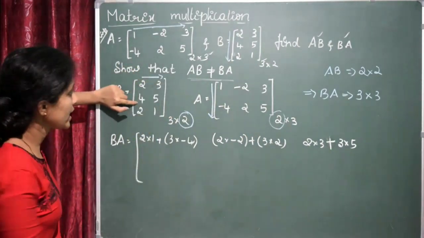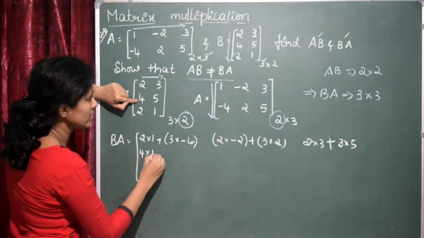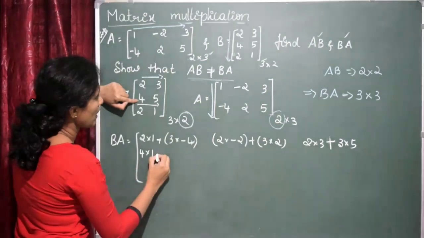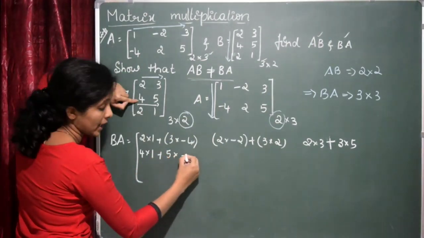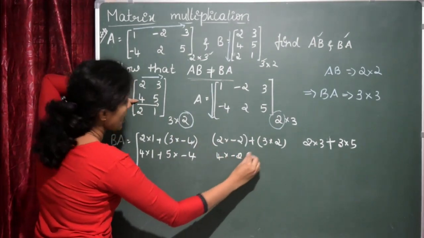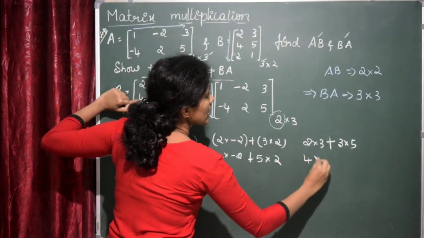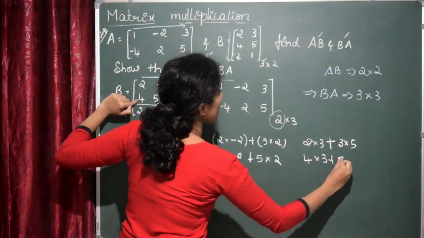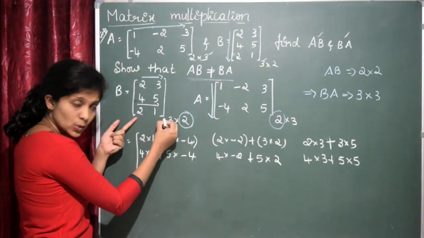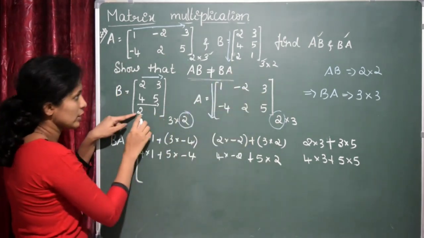Okay. Next will be second row, first column, that is 4 into 1 plus 5 into minus 4. Next will be 4 into minus 2 plus 5 into 2. Next will be 4 into 3 plus 5 into 5. I hope you are getting this one. Next will be last row and the first column, last row, second column, last row, third column. We will multiply this one.